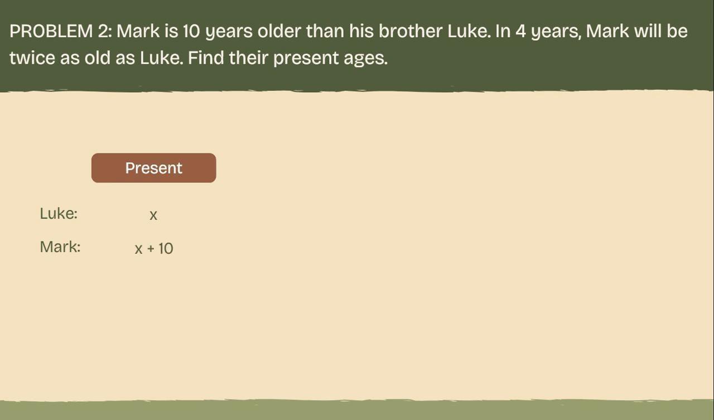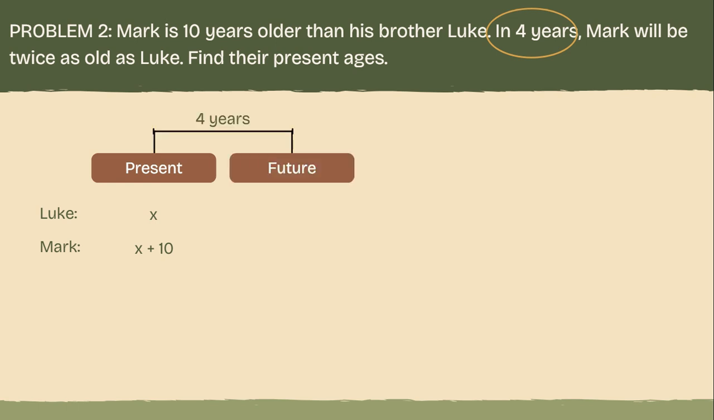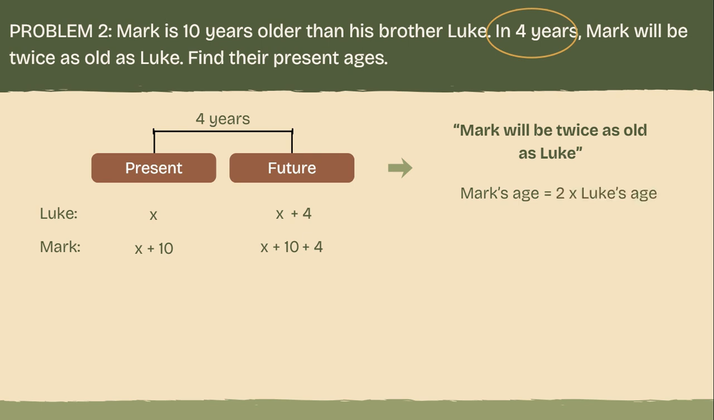Now, notice that the problem says in 4 years, which means we need to move 4 years into the future. After 4 years, Luke will be X plus 4 years old, and Mark will be X plus 10 plus 4 years old. The problem also tells us that at this time in the future, Mark will be twice as old as Luke. This means Mark's age after 4 years is equal to 2 times Luke's age after 4 years. So we can write the equation x plus 10 plus 4 equals 2 times the quantity of x plus 4.